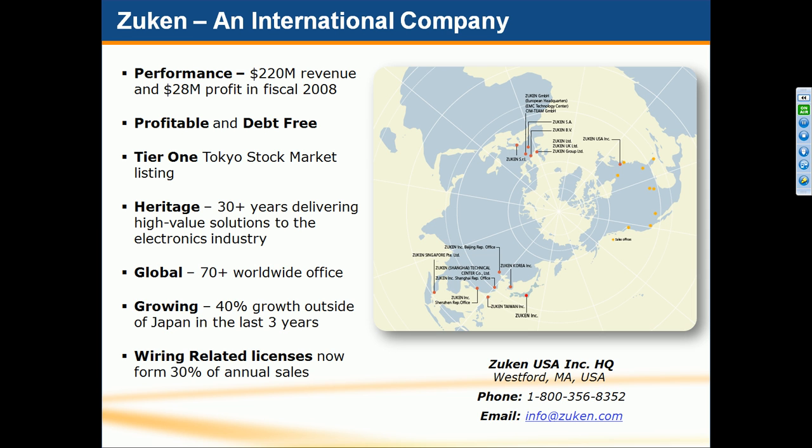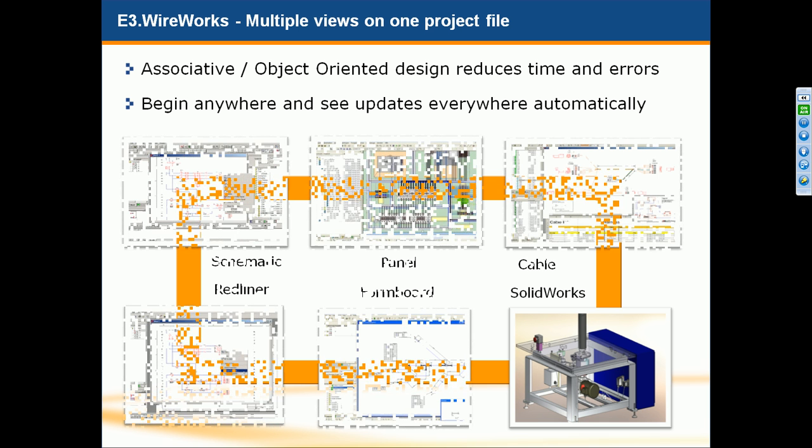Zuken, if you don't know, many of the people who are with us today have seen this presentation already, but I just want to make sure everybody knows. E3.WireWorks is developed by a company called Zuken, and Zuken has been around for a number of years. So has their E3 product line. So this is not a new product. It's a product with a strong background, backed by a very profitable company that's listed on the Tokyo Stock Exchange. They're on the Tier 1, which essentially means that they're very financially stable and they're a dependable organization in the past, present, and going forward in the future.